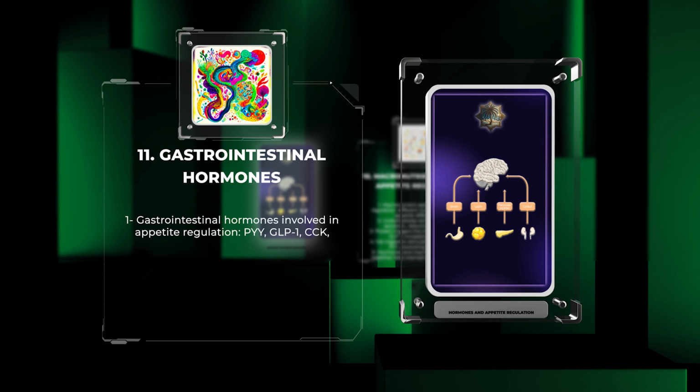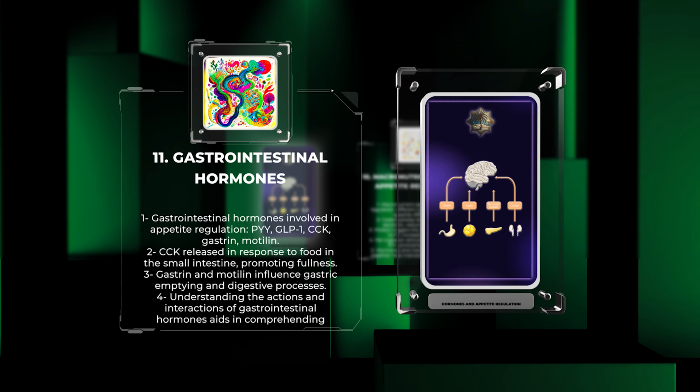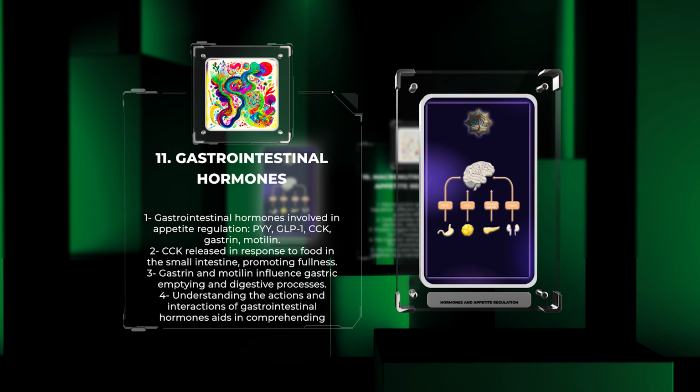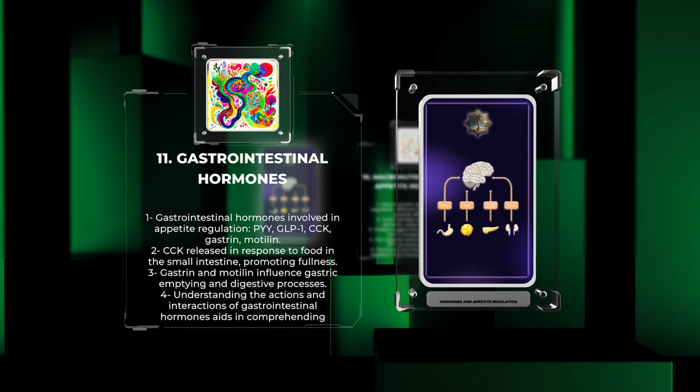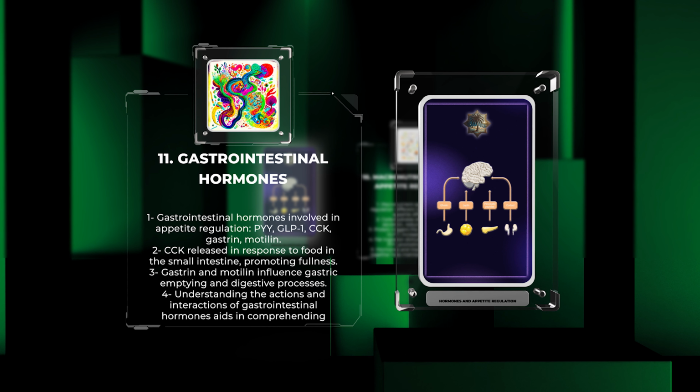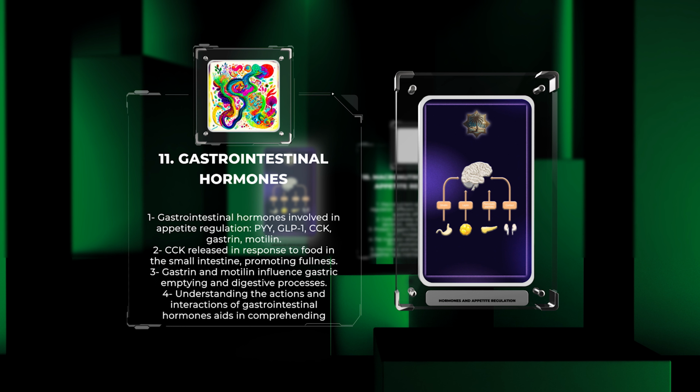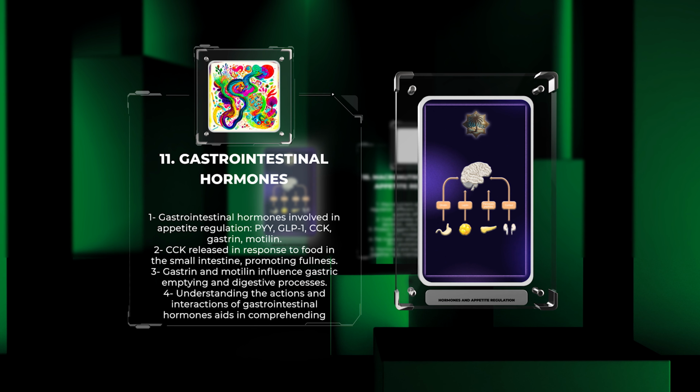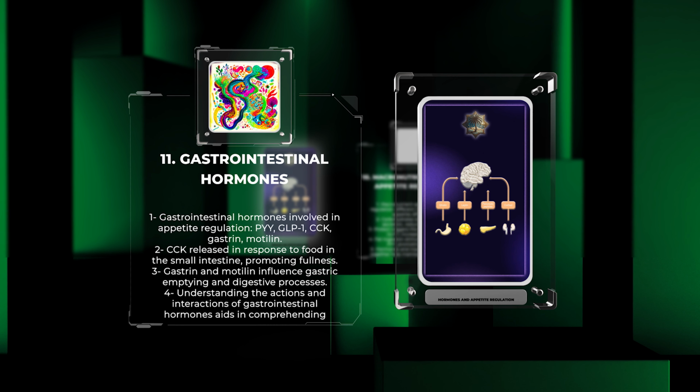Continuing our exploration, we now focus on gastrointestinal hormones involved in appetite regulation. In addition to PAI and GLP-1, other hormones produced in the gastrointestinal tract, like cholecystokinin, CCK, play a crucial role in signaling satiety and reducing food intake. CCK is released in response to the presence of food in the small intestine, promoting the feeling of fullness. Additionally, gastrin and motilin also participate in appetite regulation, influencing gastric emptying and digestive processes. Understanding the actions and interactions of these gastrointestinal hormones aids in comprehending the complex mechanisms underlying appetite control.